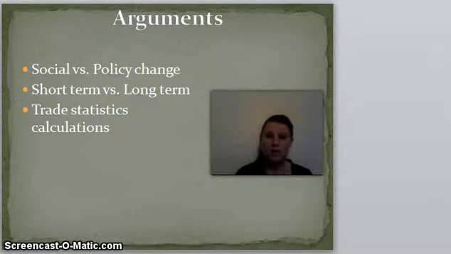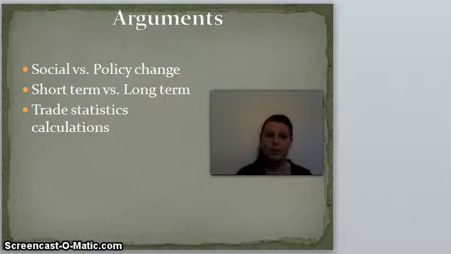Short-term versus long-term arguments. People here argue if we should just do quick fixes until we can figure out a better plan for the long term. And then the long-term goals would be something we don't see right away, but in the end set us up to a better position in the world trade economy.